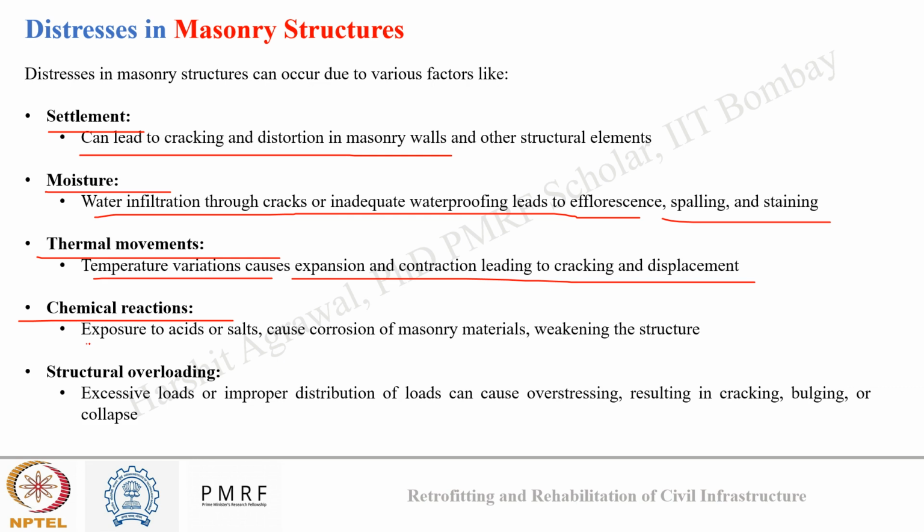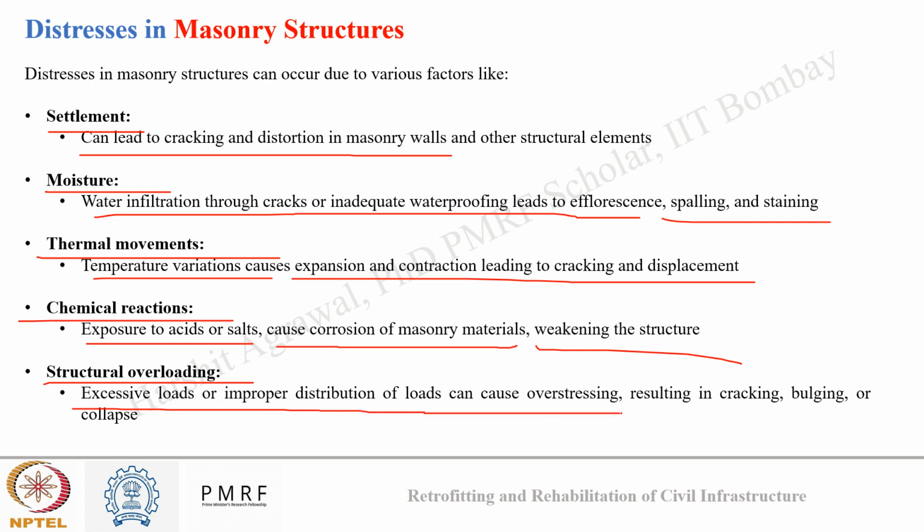When masonry is exposed to acid or salt, it can cause corrosion of masonry material, which can weaken the structure. Overloading of the structure can again be a reason for distress in masonry, where excessive load or improper distribution of load can cause overstressing in masonry, resulting in cracking, bulging, and collapse of masonry.